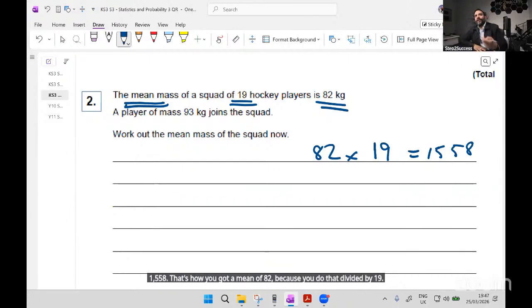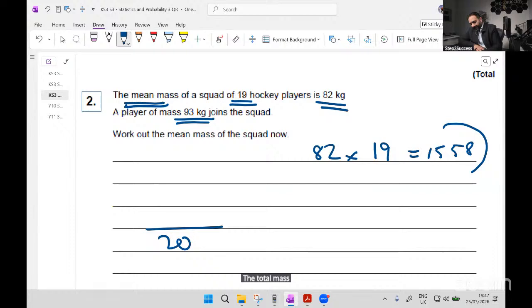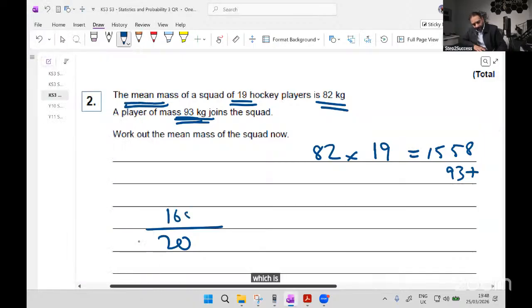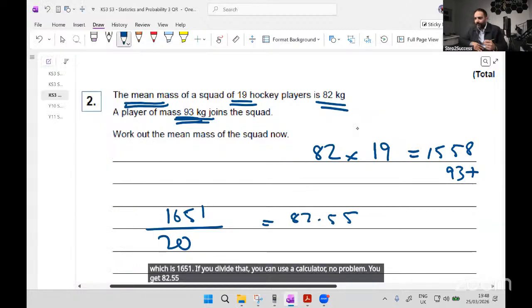Now, somebody joins the squad who weighs 93 kg. The question is, what is the mean mass of the squad now? Well, the whole squad is now 20 people, so we're going to divide by 20. The total mass is what the 19 were, plus the extra person, which is 93, which is 1651. If you divide that, you can use a calculator, no problem. You get 82.55, which should be the answer to that question.